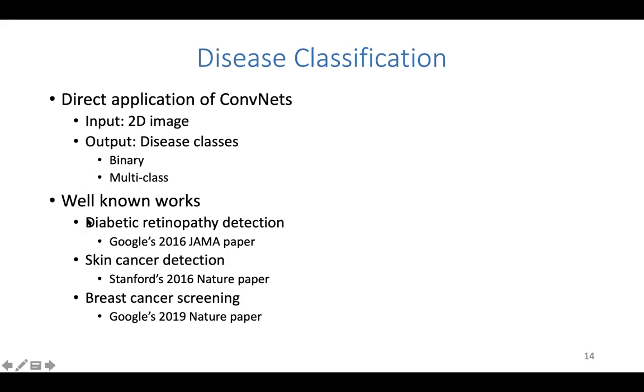Some of the well-known works on disease classification are these three: diabetic retinopathy detection from Google's 2016 JAMA paper, skin cancer detection from Stanford's 2016 Nature paper, and breast cancer screening from Google's 2019 Nature paper. But there are probably millions of medical image papers out there, and these are just the ones that are well known because of all the promotion and advertisements. Google has a lot of money, so they can advertise their work using a lot of media.